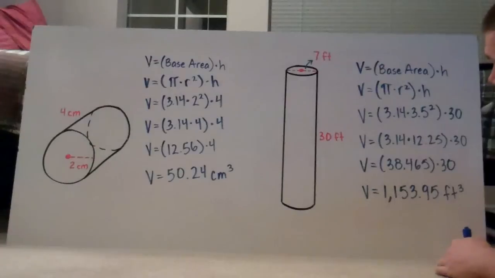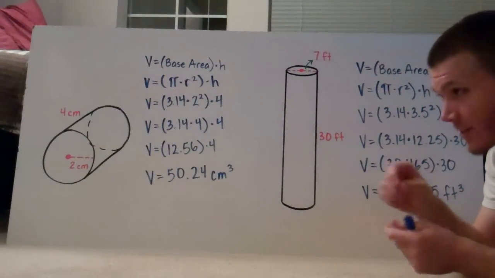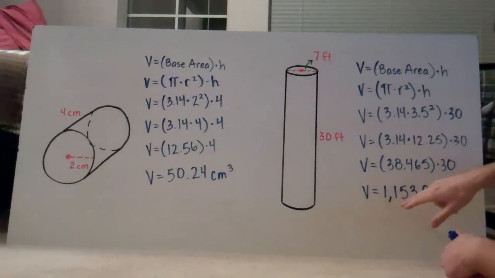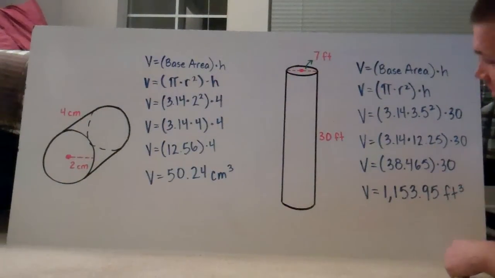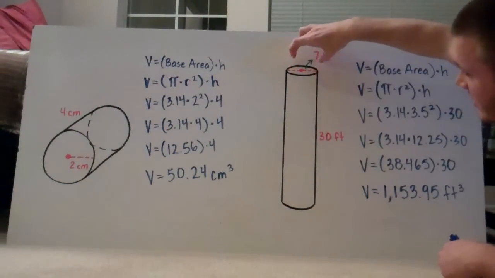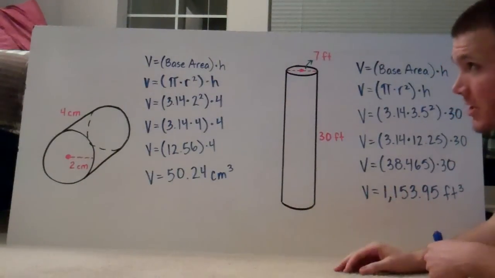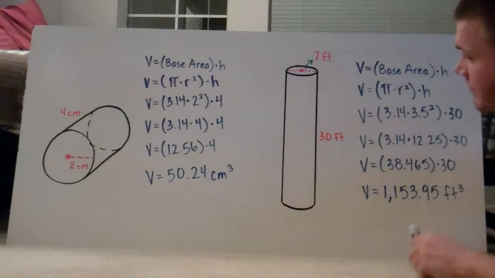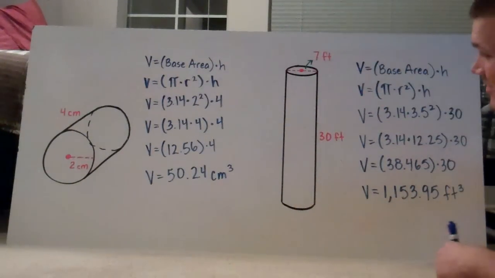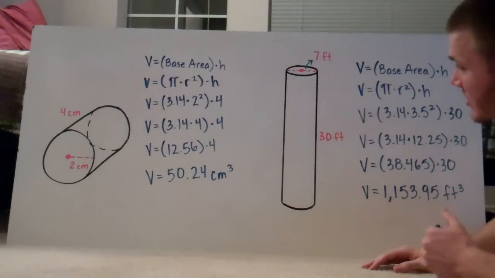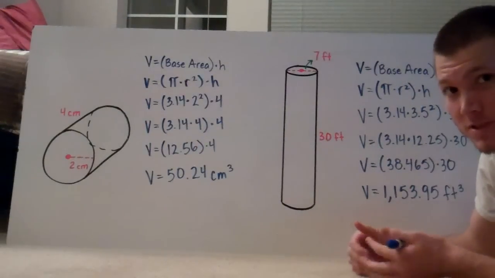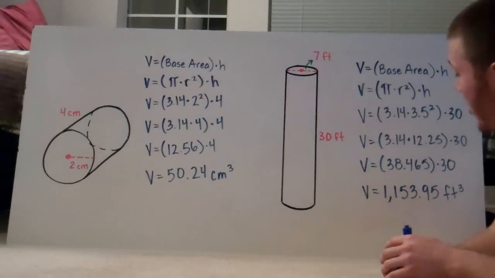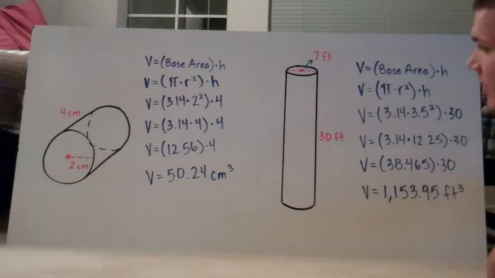And that's it. Remember those little cubic feet I had? That little image, that cube I made with all those rulers? That means that 1,153.95 of those could fit inside of a cylinder if I gave you a cylinder in real life that was actually 30 feet tall with a diameter of 7 feet. An object that's shaped like a cylinder, especially really large ones you'll see sometimes, are silos on farms. Those giant cylinders that hold, I don't know, whatever they fill them with. But this is how you find the volume of them.